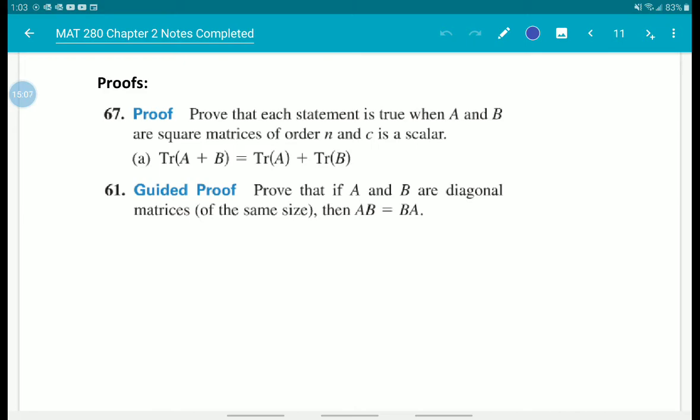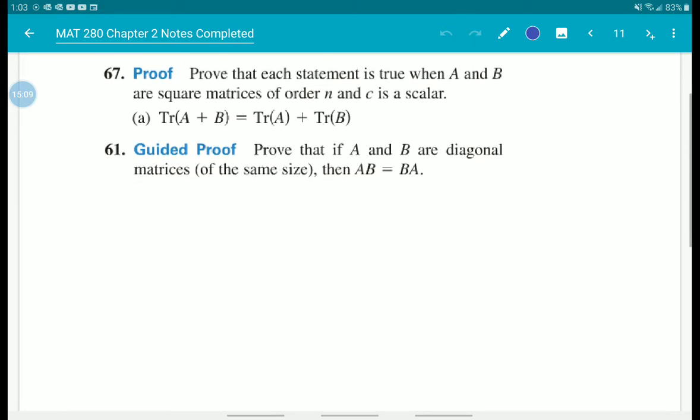So now we're going to look at a couple of proofs. So in 67, we want to prove that the trace of A plus B is equal to the trace of A plus the trace of B. And they're telling us we're going to use square matrices of order n. What that means is we're going to deal with n by n matrices. And then C is a scalar. We don't have a C value here. We don't have to worry about that.